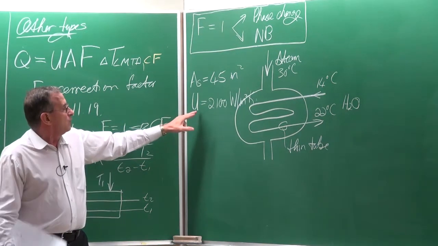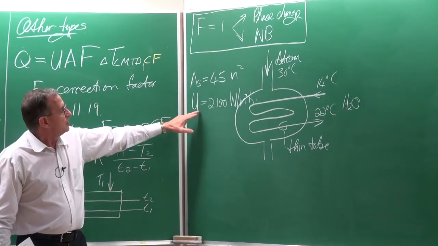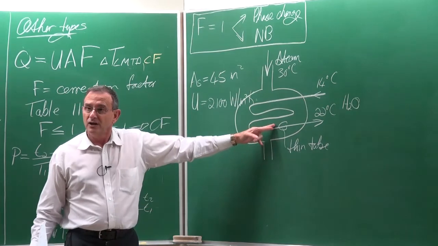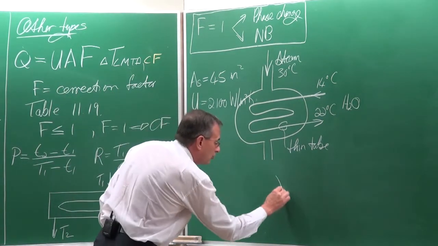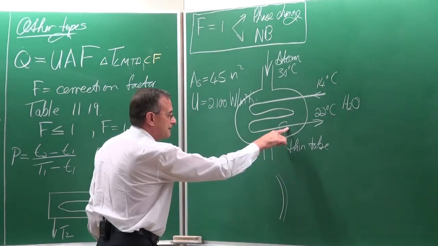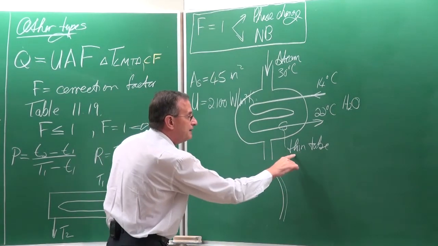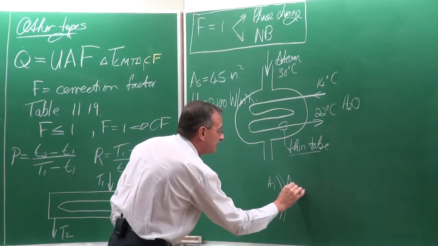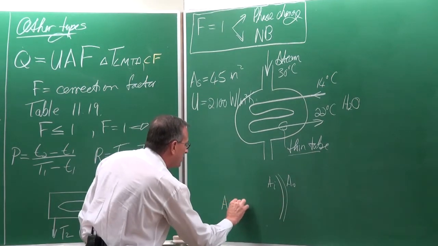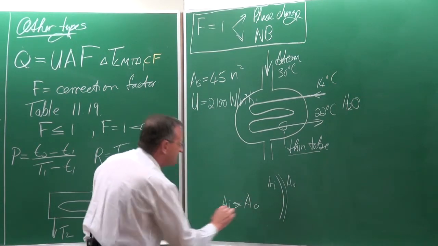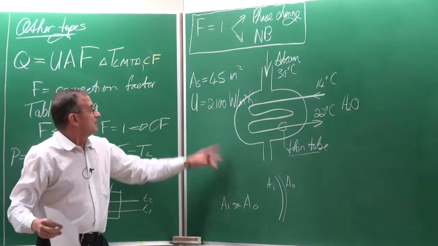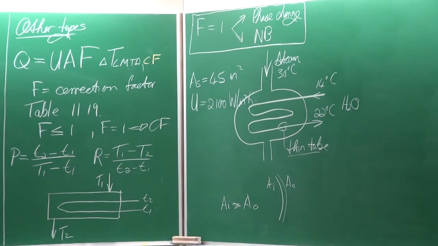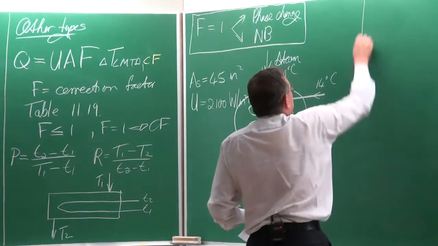So you will also see that the overall heat transfer coefficient is not given on either the inside or the outside. Why? Although this is a circular tube, they say it is a thin tube. And if it's very thin, then the area on the inside and the area on the outside would be approximately the same. And if they are the same, then the heat transfer coefficient based on the inside area and the heat transfer coefficient based on the outside area would be the same.